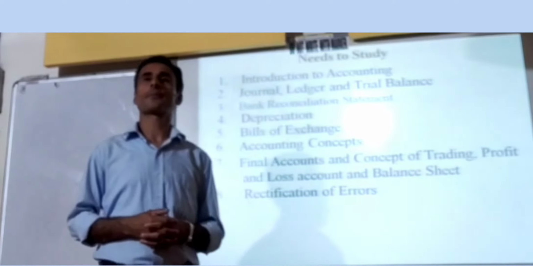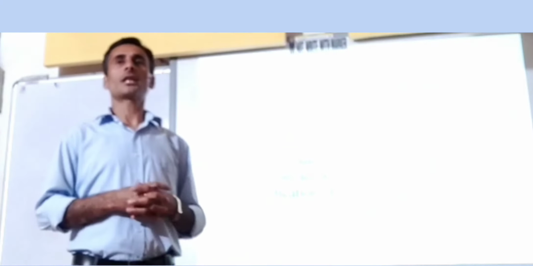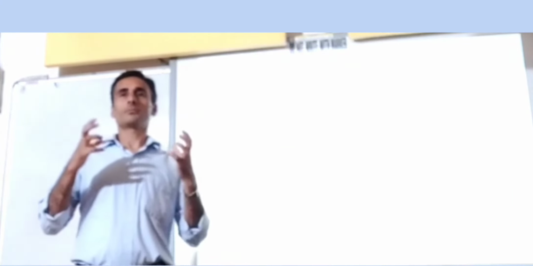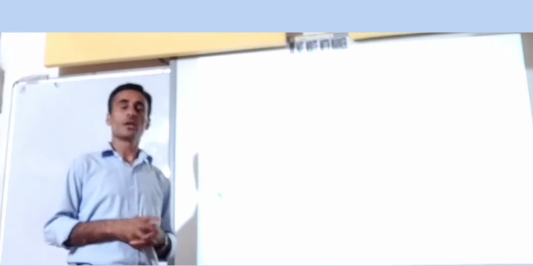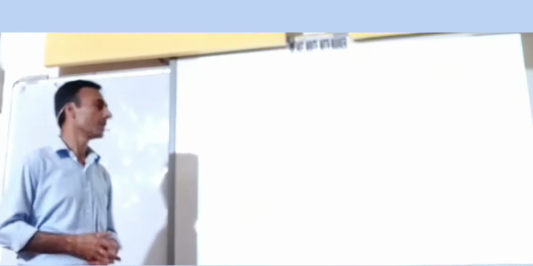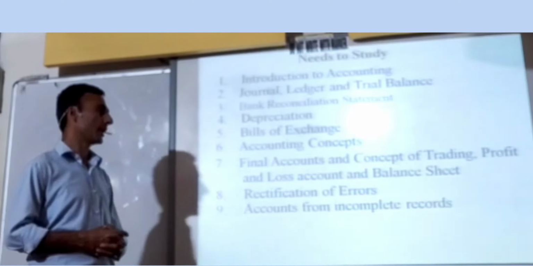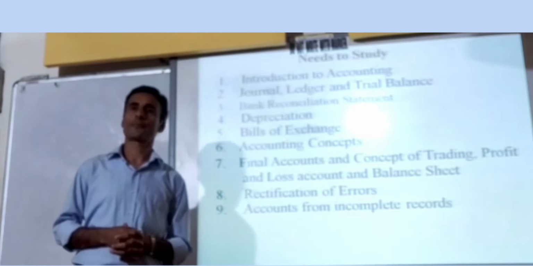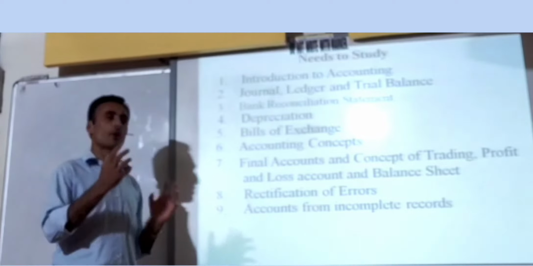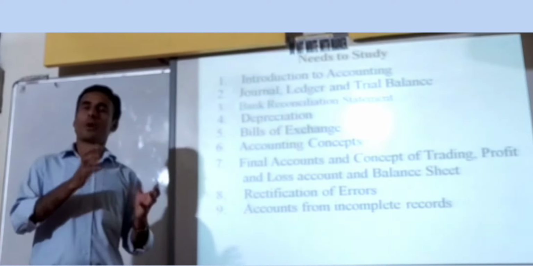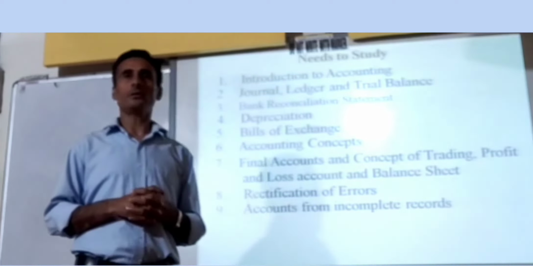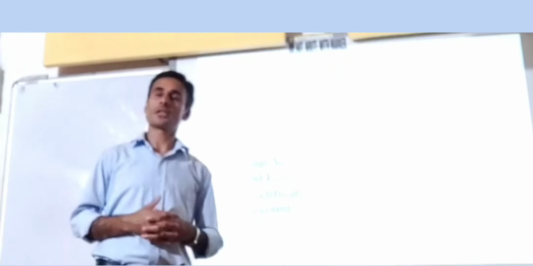Rectification of errors. You know, to err is human. Accounts are kept by human beings. So there may be some mistakes, right? So how to rectify those mistakes will be learned in chapter number 8. Accounts for incomplete records. There are 2 ways of keeping records. One way will provide you detailed information. Another method will not provide you detailed information.